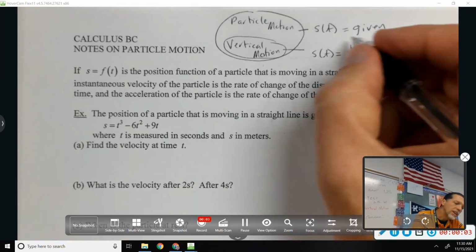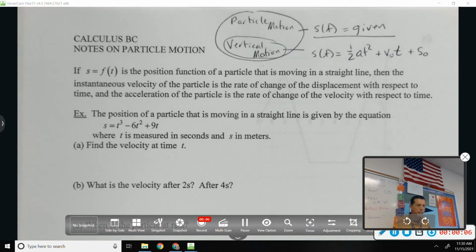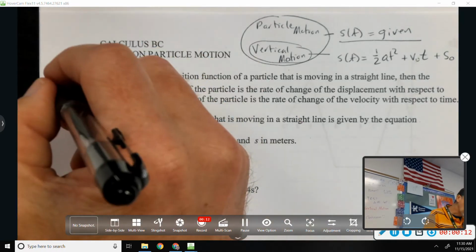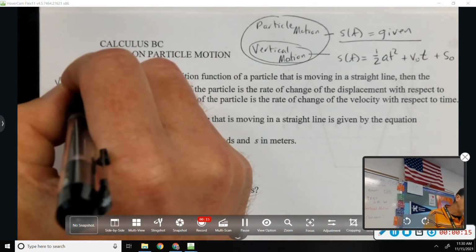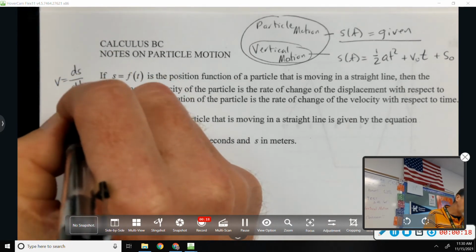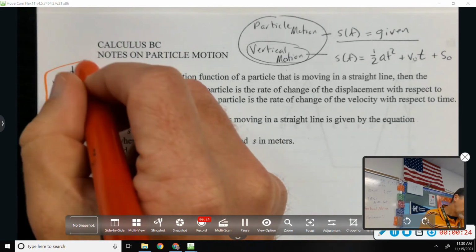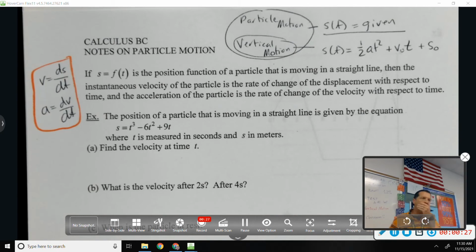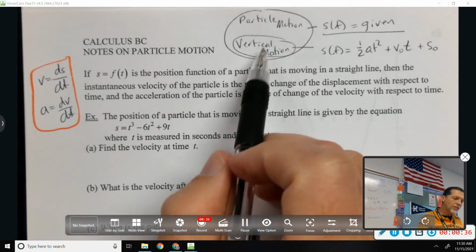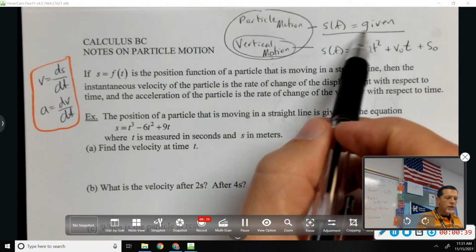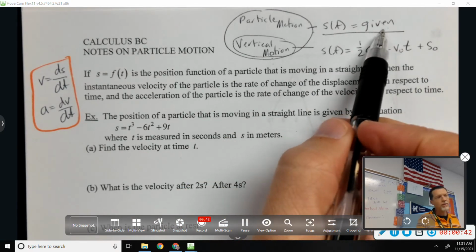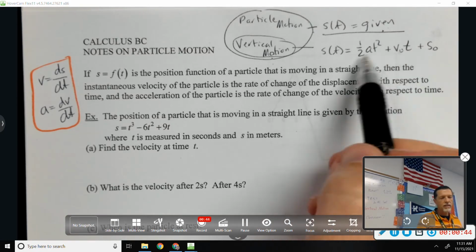For particle motion, they're going to give you an s of t. But the good news is velocity and acceleration work the same way. Velocity is still ds dt. Acceleration is still dv dt. So everything we do today is going to be kind of like vertical motion, but it can be harder because the equation given can be more complicated than just this.